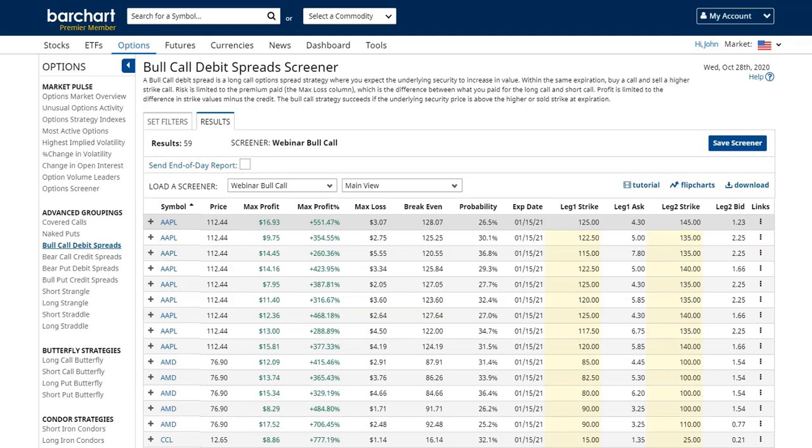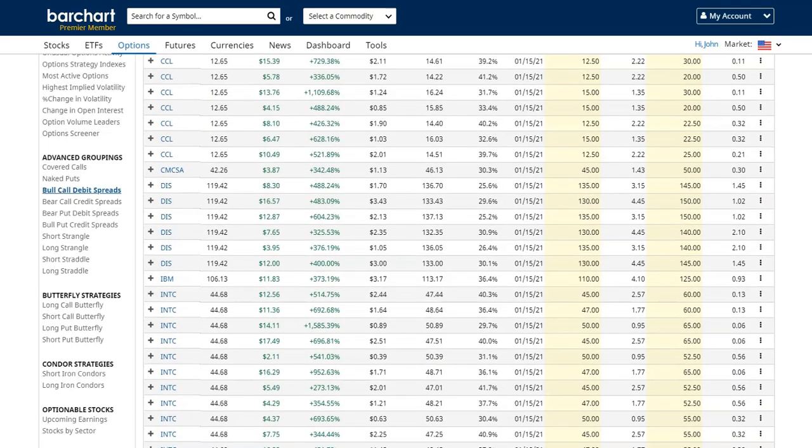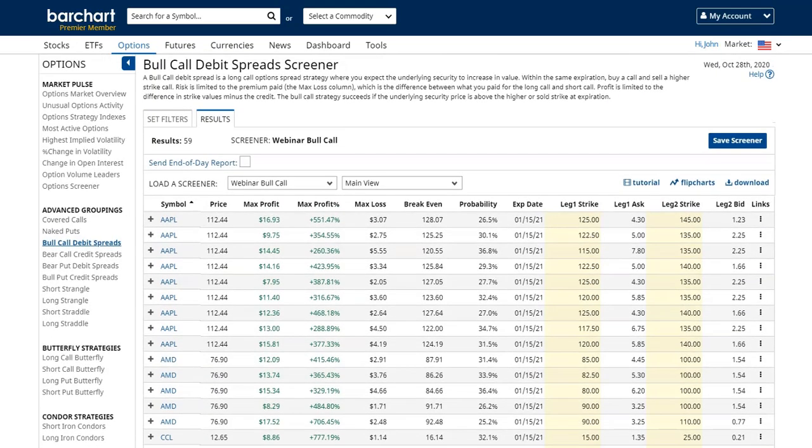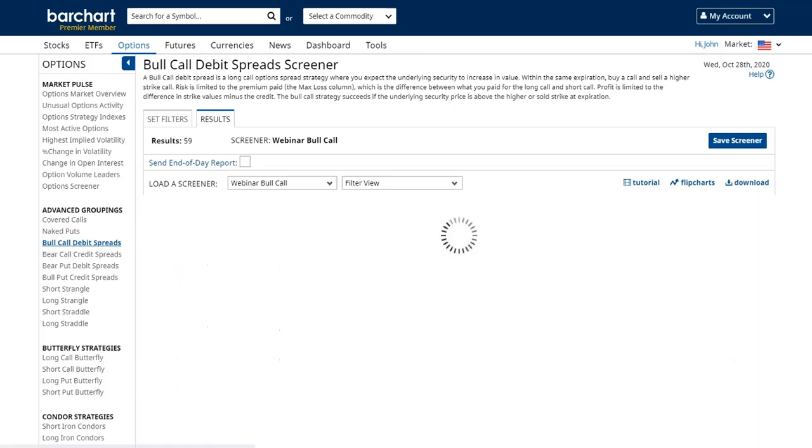And again, it's sorted here by the different stocks, right? So 59 different trading candidates, but maybe only about 5 or 6 different stocks. So let's just look at the Apple ones right here. And again, look at that comparative analysis, right? So I'm going to go to my filter view, the filter that I just created.